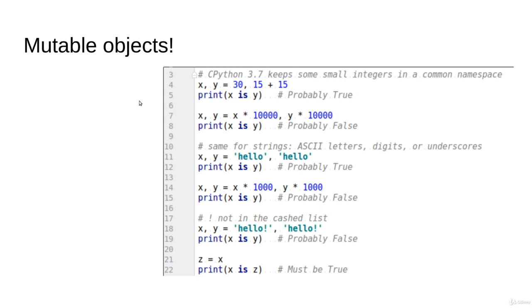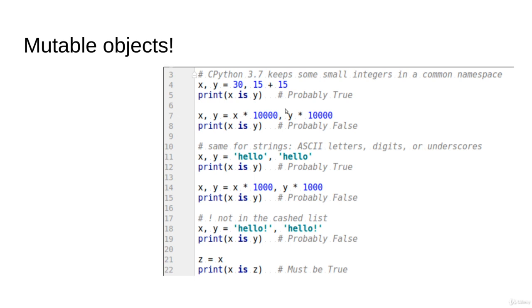Let's define x and y, two different variables. x is value 30 and y is value 15 plus 15. Now x is y should say true or false. We know that x and y are two different objects. We didn't assign them to each other, so they don't have to be true. They actually have to be false.